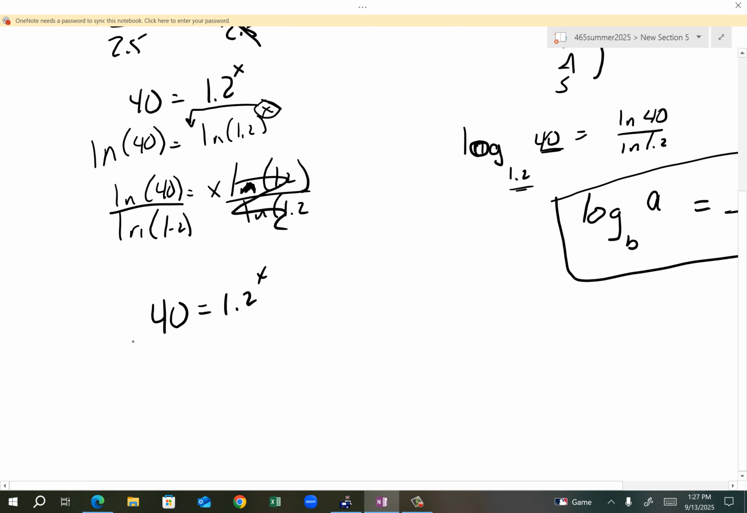Well, I can take the log. So again, I will either do ln of both sides or I'll do log of both sides. It doesn't make any difference. And again, if you had a calculator where you could throw in any base, then theoretically you could just do the log base 1.2 of 40. But here's what that doesn't tell me. It doesn't tell me how to work with logarithms better.